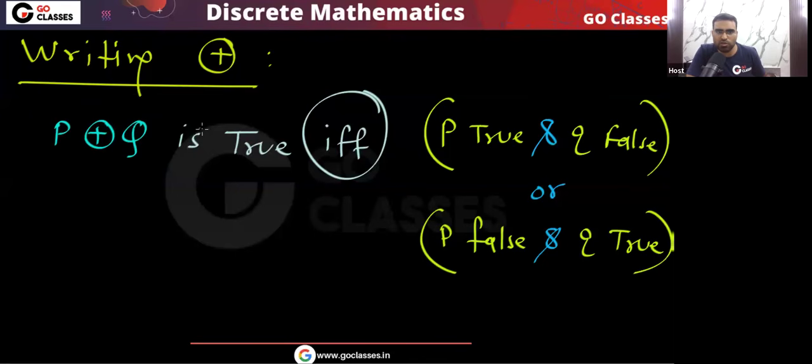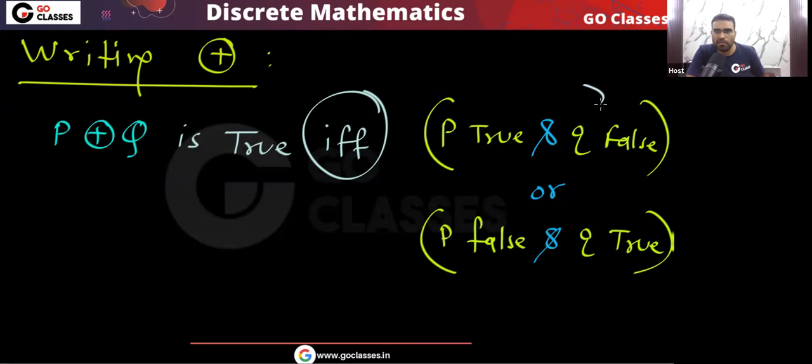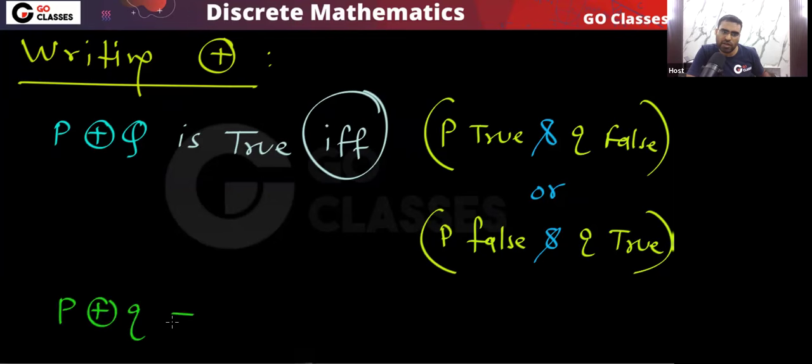XOR is true when they are different. When they are different, it means either this should happen or this should happen: P true, Q false, or P false, Q true. Now you can easily write it. Now let's see how to write it. Very simple. So this P XOR Q, you can write like this.